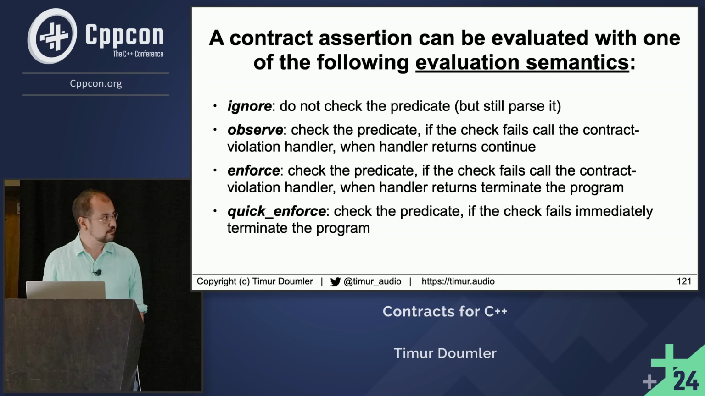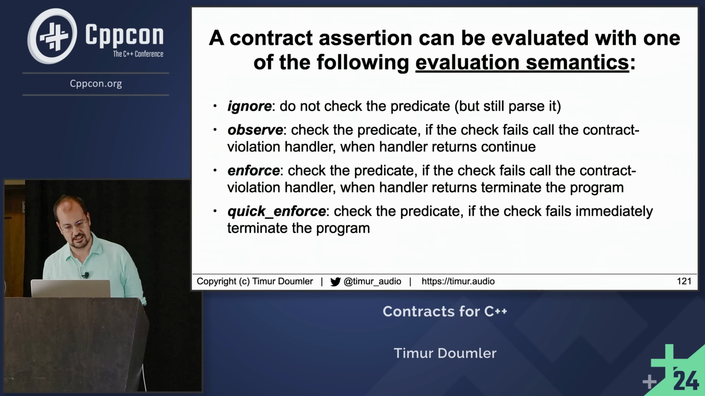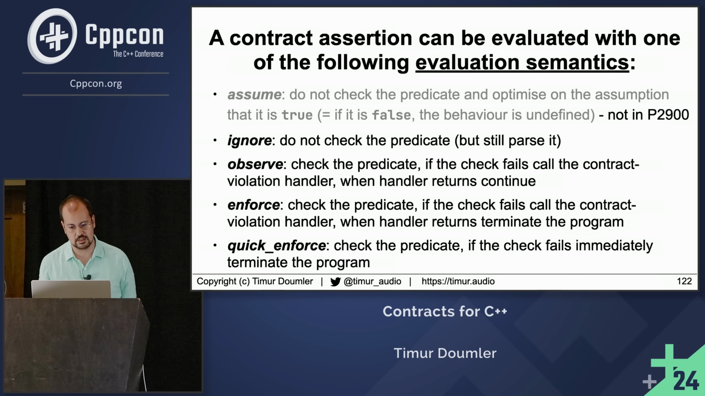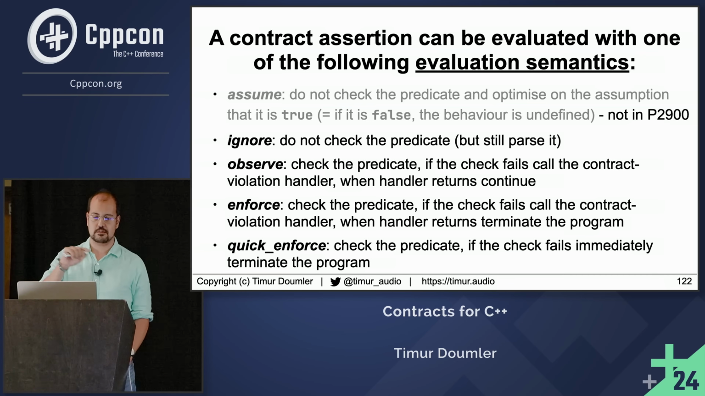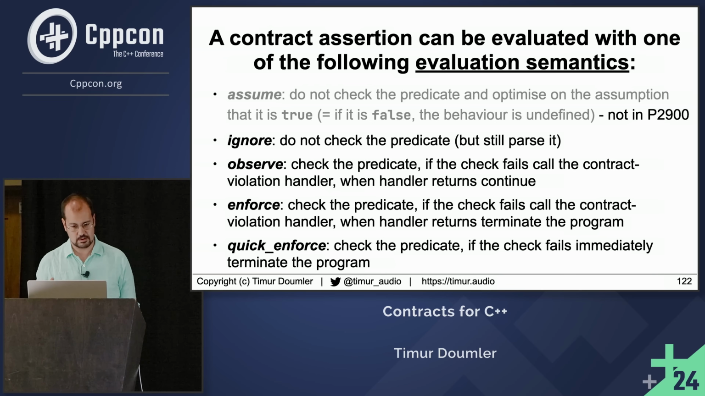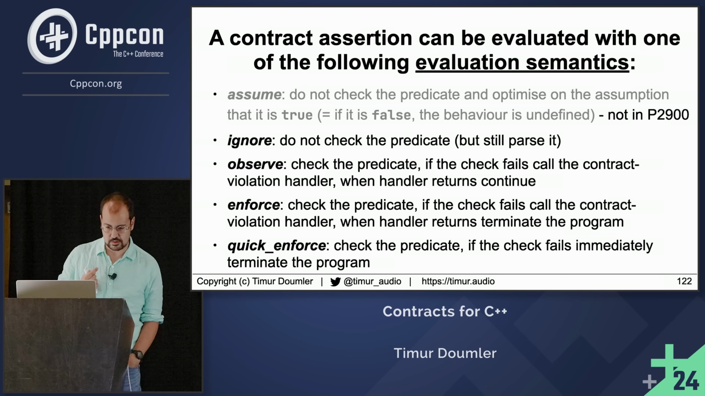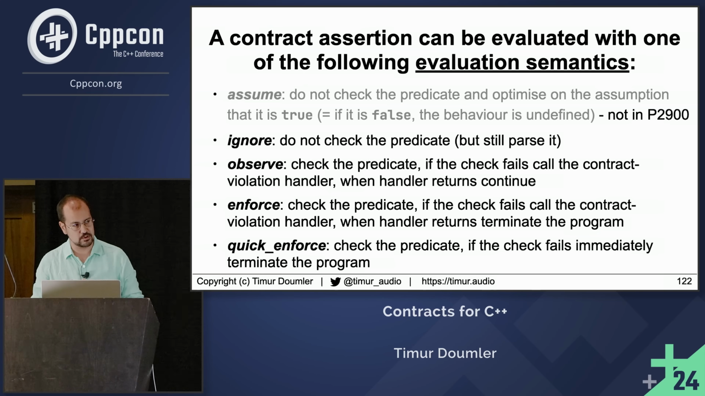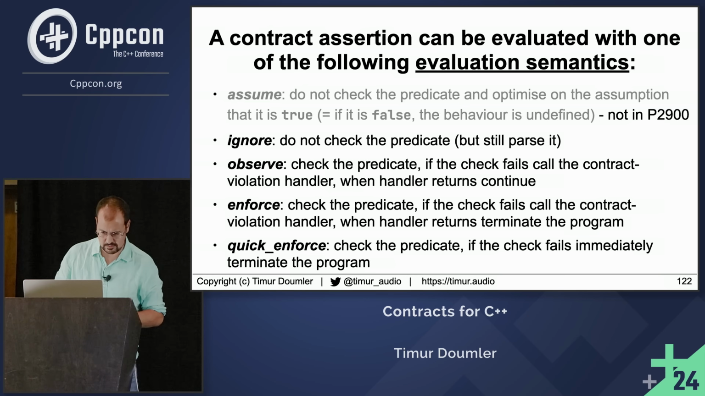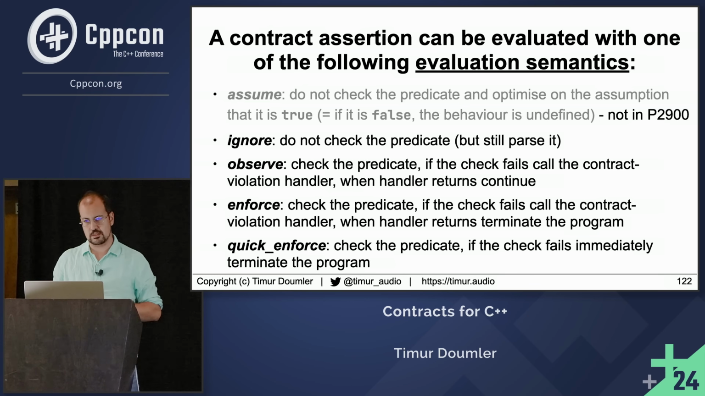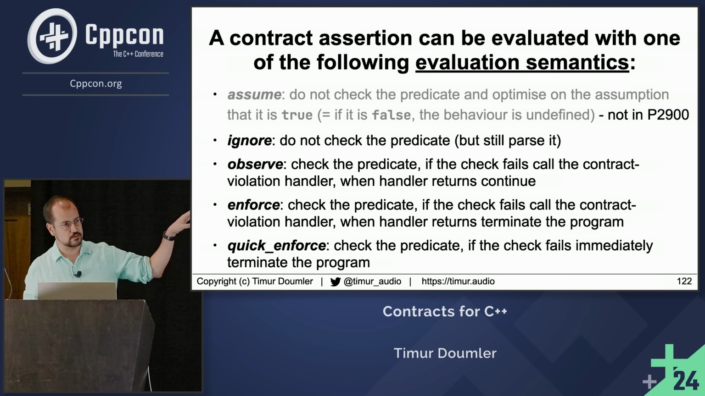And so there is actually a fifth semantic, which is kind of conceptually there, which is the assume semantic, which is you don't check the predicate, but you optimize on the assumption that it's true. This is what the assume attribute does in C++23 today. So you can also do the same thing with contract assertions. However, it does introduce additional undefined behavior to your program if your contract assertion is violated. So we're not sure yet how this fits into the whole picture with safety, security, undefined behavior. So we decided to leave this semantic out of the initial version of this proposal.